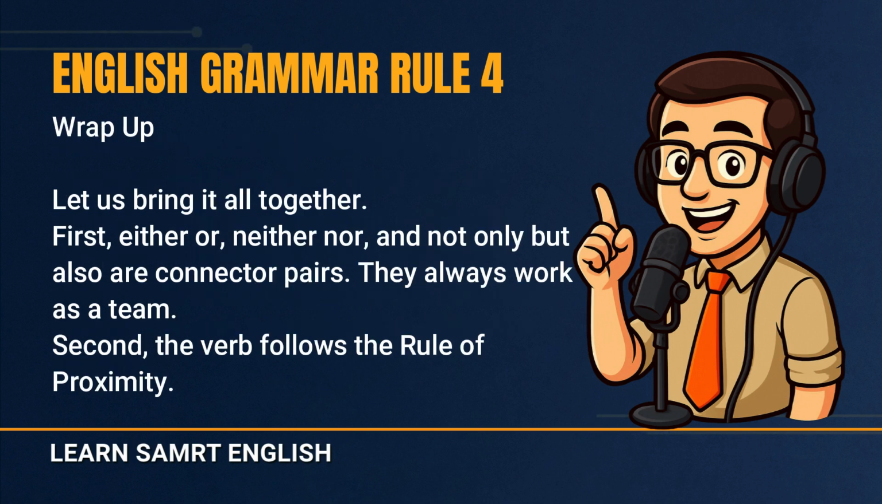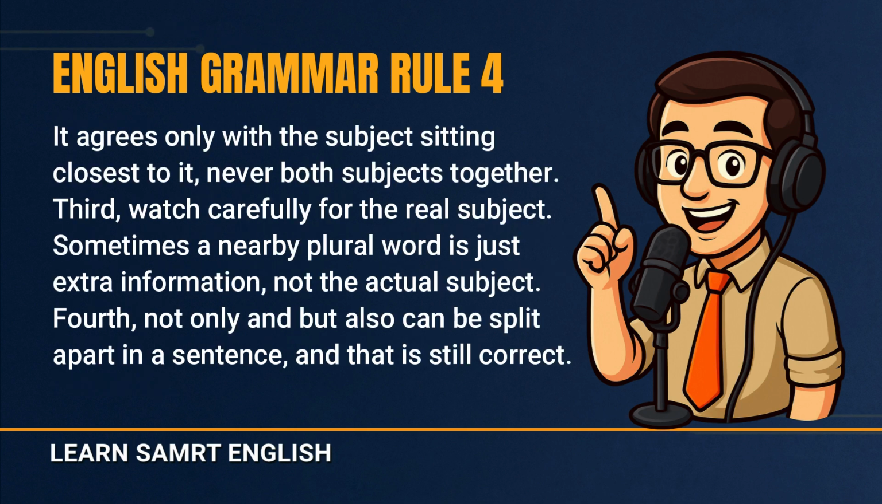Wrap up. Let us bring it all together. First, either or, neither nor, and not only, but also are connector pairs. They always work as a team. Second, the verb follows the rule of proximity. It agrees only with the subject sitting closest to it, never both subjects together. Third, watch carefully for the real subject. Sometimes a nearby plural word is just extra information, not the actual subject.